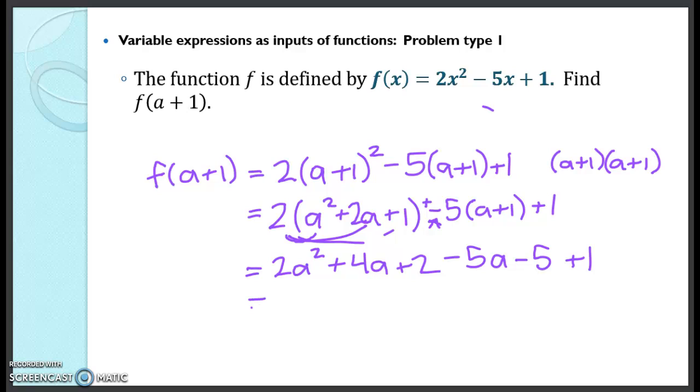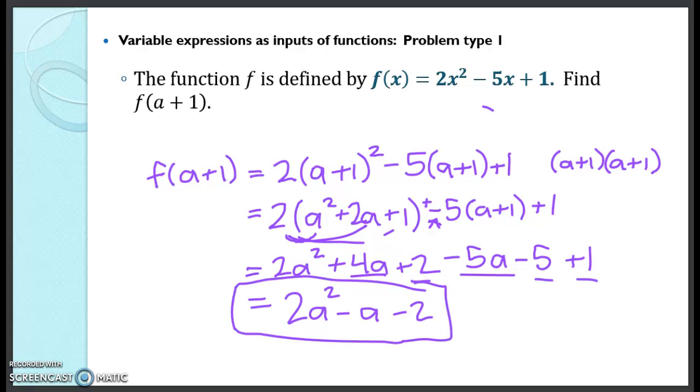Okay, so now we can combine like terms. There's only one a squared, 2a squared. Then we have a plus 4a and a minus 5a. So that becomes minus a. Then we have a plus 2, a minus 5, and a plus 1. So 2 minus 5 is negative 3, plus 1 is negative 2. So our answer, f of a plus 1, becomes 2a squared minus a minus 2.